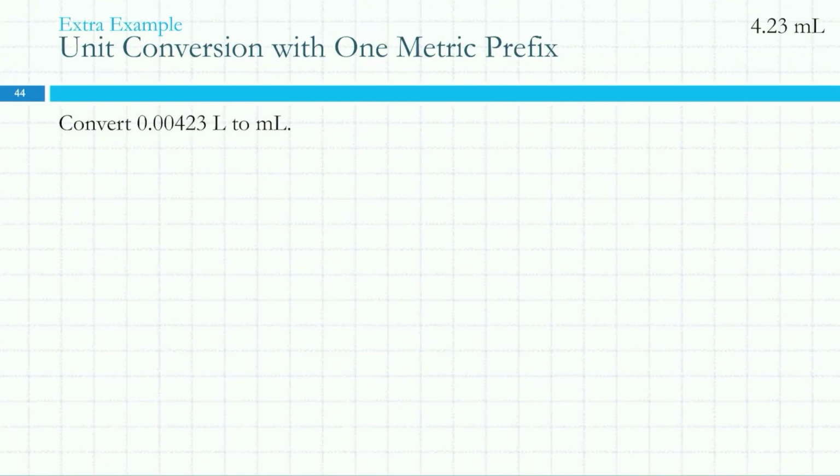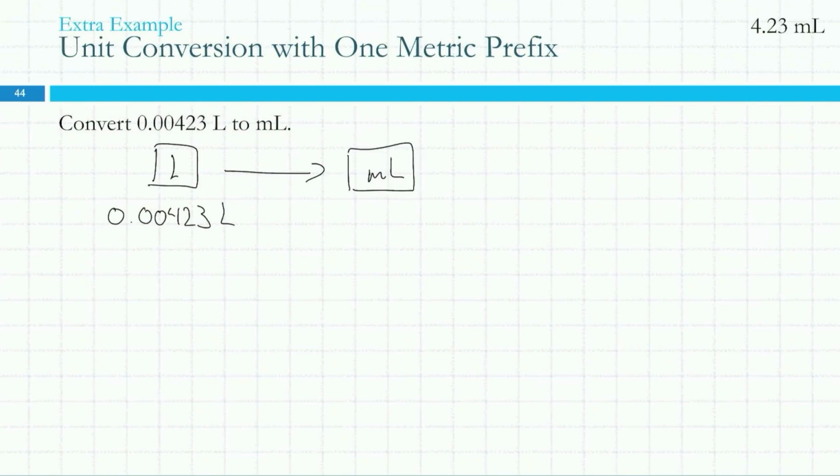Okay, so we got one metric prefix. I'll show you two ways to do this if you're doing one metric prefix. All right, so we're given liters. We want to convert that into milliliters. So because we're starting from one of the base units, we can do this in one step. We go straight from liters to milliliters.